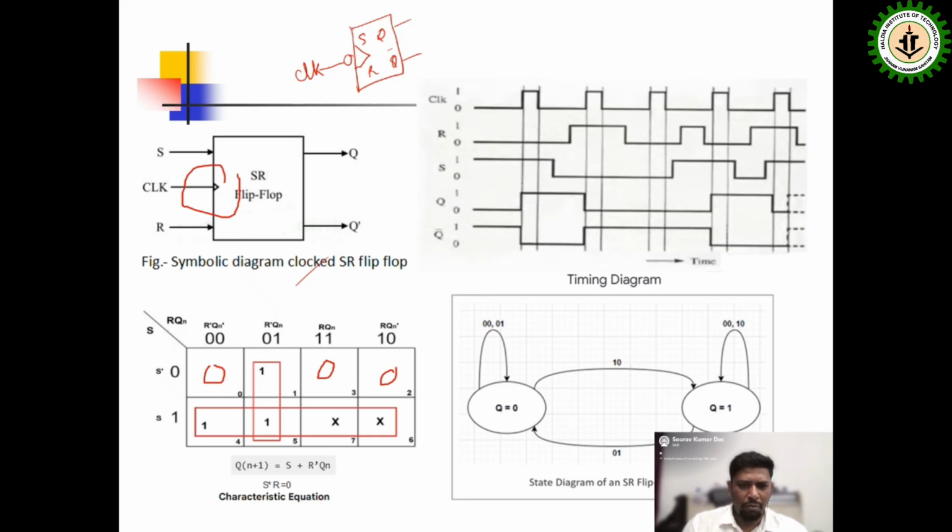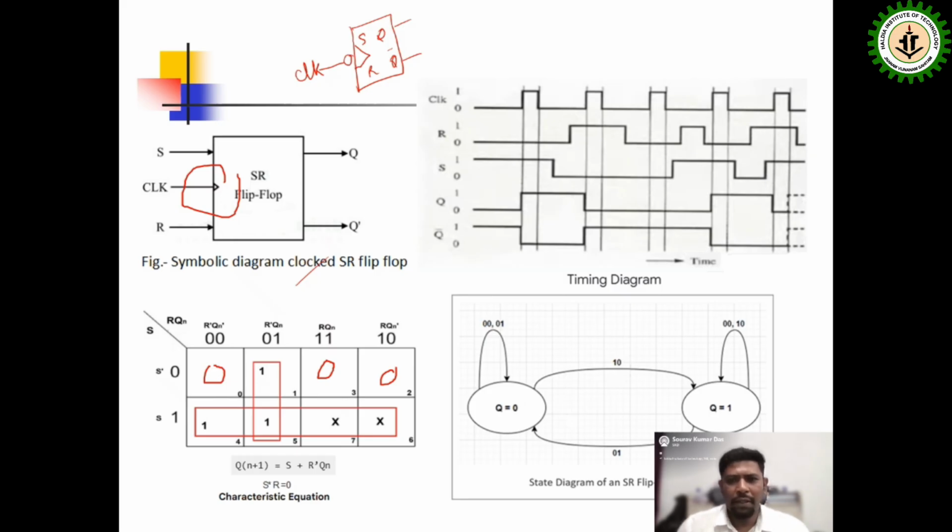So from the Karnaugh map, you can combine and you get the equation S plus R bar Qn. Okay, and also consider that S and R multiplication is always equal to 0. So that satisfies the characteristic equation of the SR flip-flop.